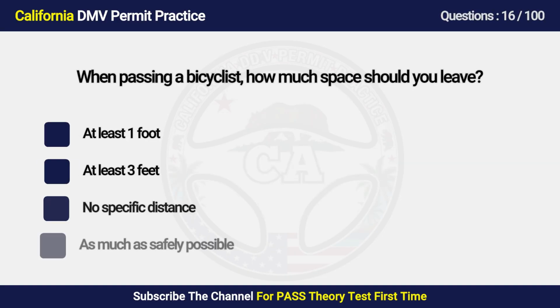Question 16. When passing a bicyclist, how much space should you leave? A. At least 1 foot. B. At least 3 feet. C. No specific distance. D. As much as safely possible.